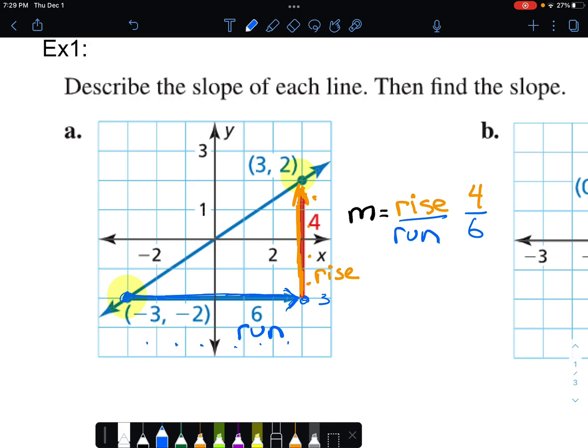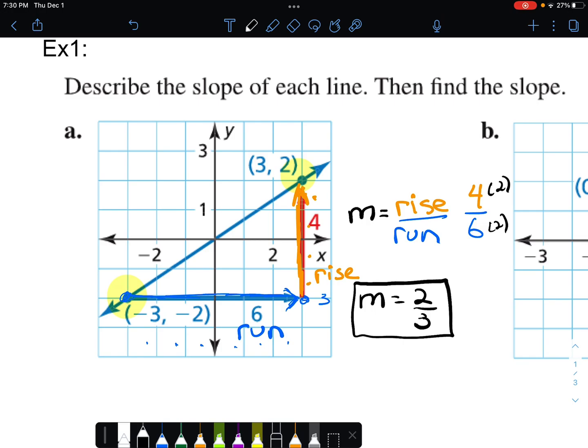Now a ratio is a fraction, and so we can simplify it. And 4 over 6 both has a common factor of 2 in the numerator and the denominator. And so that would give us m is equal to 2 over 3. And that's our answer. Now 2 over 3, you notice it's a positive number, and that would describe the slope that going from left to right is going up. It's positive. All right, let's look at another line.